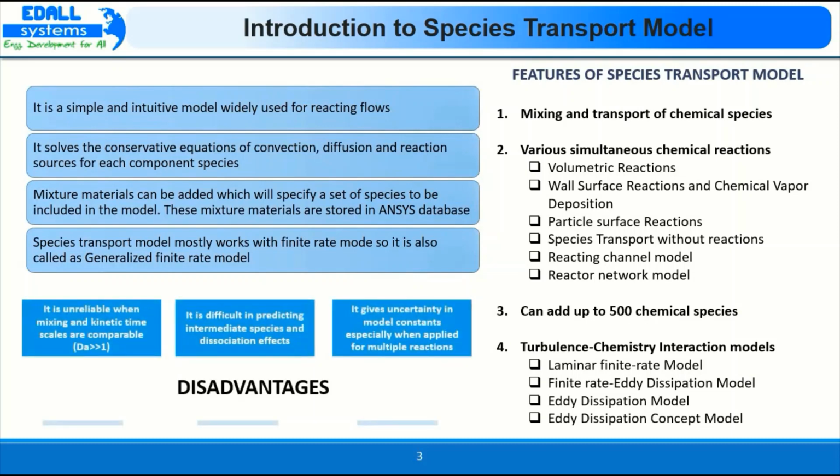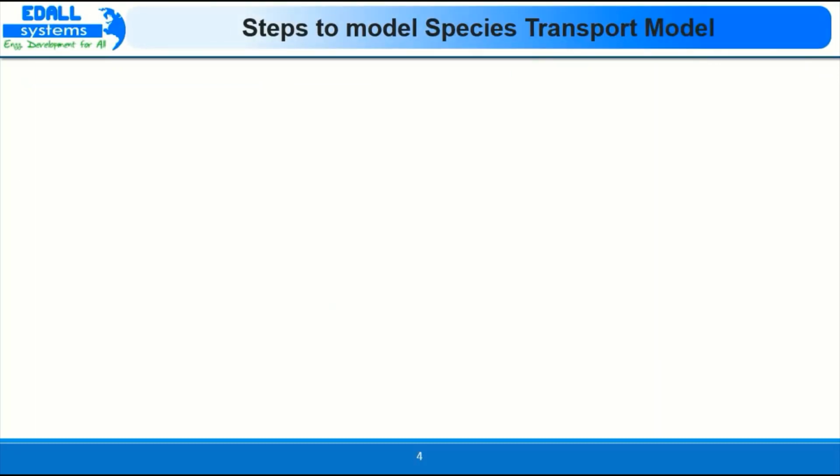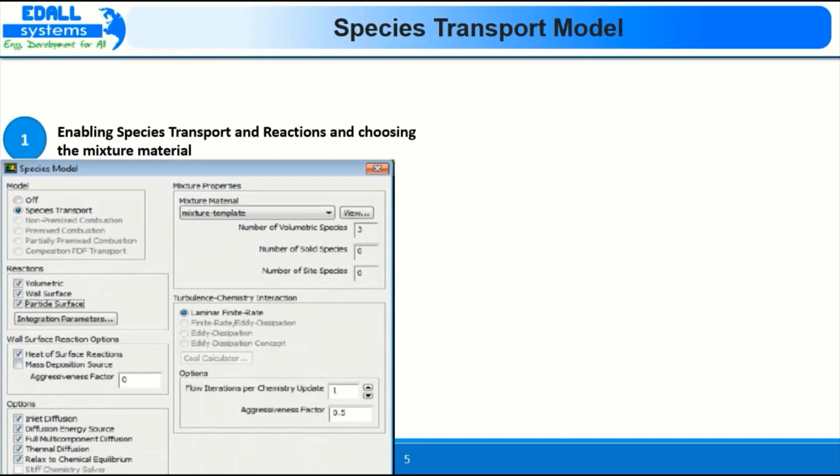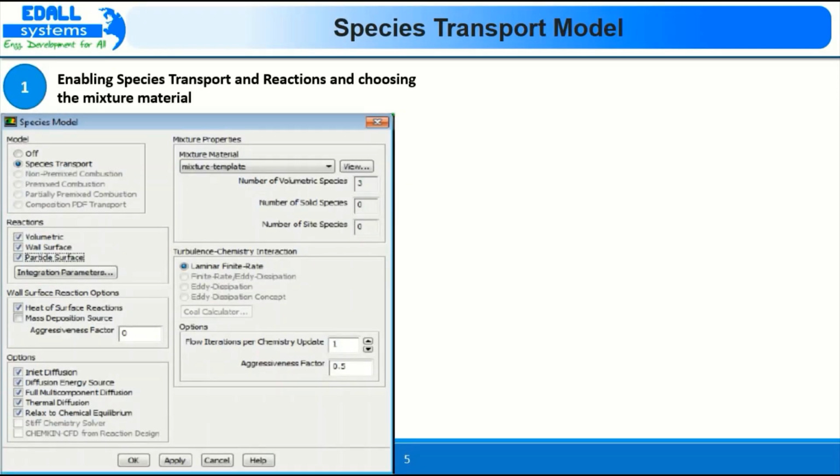Also, there are some disadvantages of using this model, and they are: when mixing and kinetic time scales are comparable, this model becomes unreliable. Also, it is difficult in determining intermediate species and dissociation effects. Now we will see what all are the steps involved when we are dealing with species transport model. So these are some of the steps which we are going to follow, and we will discuss each of them in further slides.